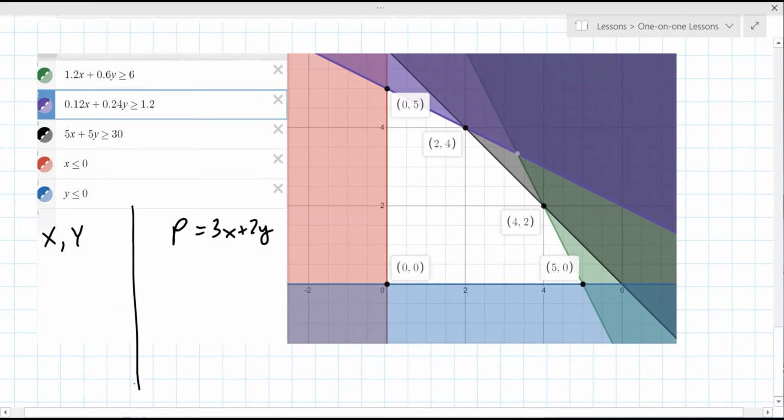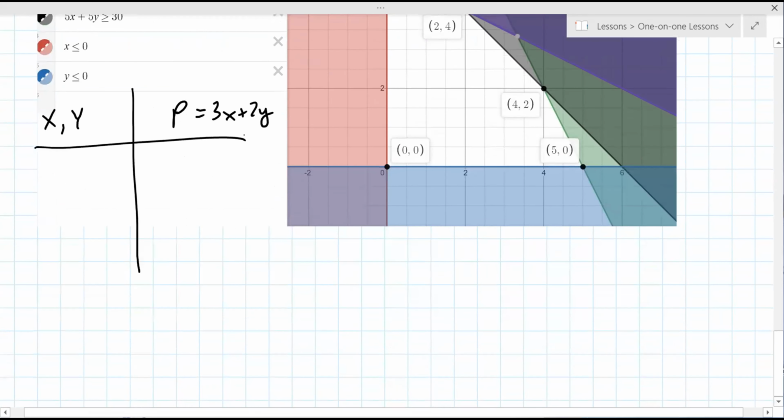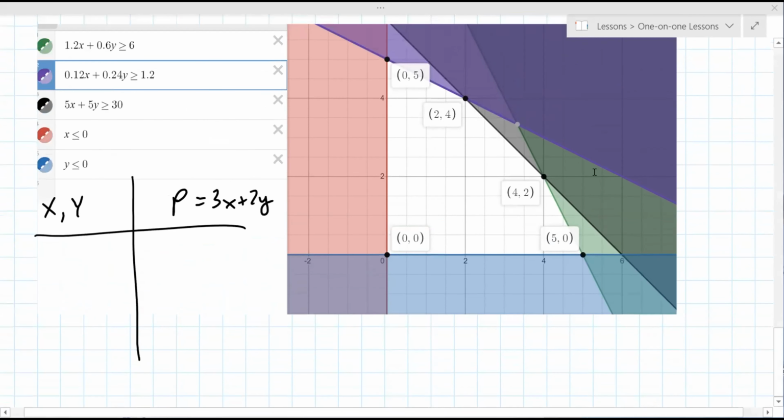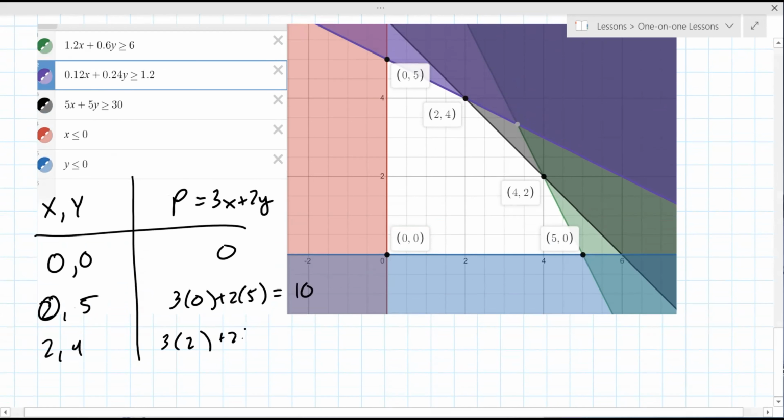So I just make a table. You know right away that it's not 0, 0, but it's good practice not to avoid any points. It's also good practice to have a path around this figure. Are you going to go clockwise or counterclockwise, or just have a way where you don't miss any. So 0, 0, that's 0 here. 2, 4. I'm sorry, 0, 5. I almost did what I said. That's 3 times 0 plus 2 times 5. So that is 10. Then we got 2, 4. 3 times 2 plus 2 times 4. 6 plus 8 is 14.